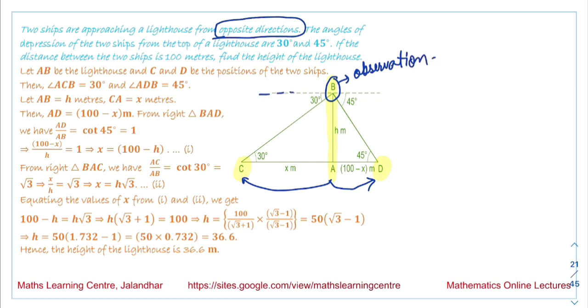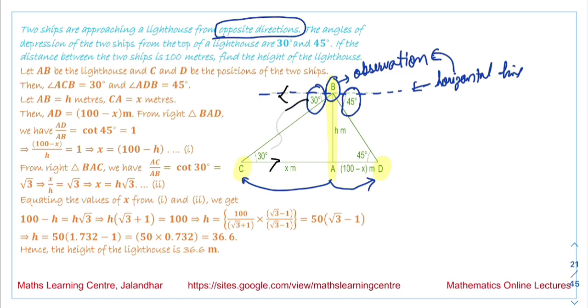This is the horizontal line, because this is the point of observation. The angles of depression are given to be 30 degrees and 45 degrees. What we have is these two lines, these are parallel to each other. So if this angle is 30 degrees, then this angle at C is 30 degrees. If this angle is 45, then this angle is also 45 degrees.